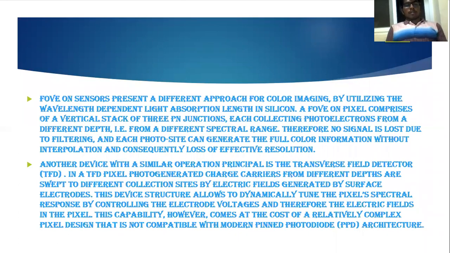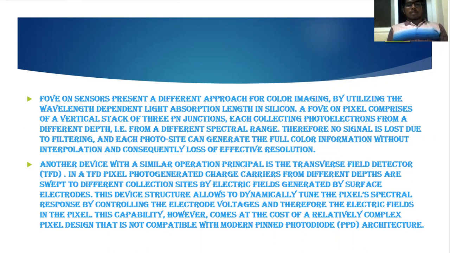Next slide. Foveon sensors present a different approach for color imaging by utilizing the wavelength dependent light absorption length in silicon. A Foveon pixel comprises a vertical stack of three PN junctions, each collecting photoelectrons from a different depth, that is, from a different spectral range. Therefore, no signal is lost due to filtering, and each photosite can generate clear color information without interpolation and consequently loss of effective resolution.